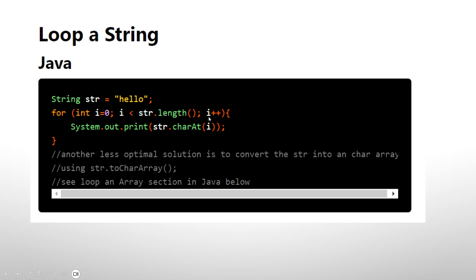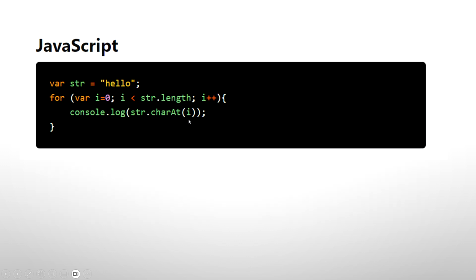Then we will be using i++. i++ stands for i equals 0 plus, for increment. So we'll be incrementing by 1. Then every time po siya mag-loop dito sa ating loop na to is magpiprint po siya ng character. So ito po siya, System.out.print(str.charAt(i)). So yan po yung sample ni Java using loop method.